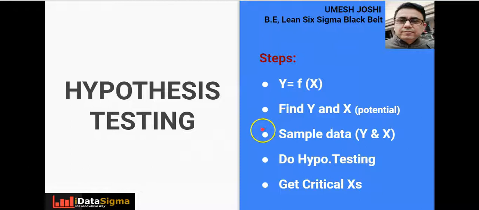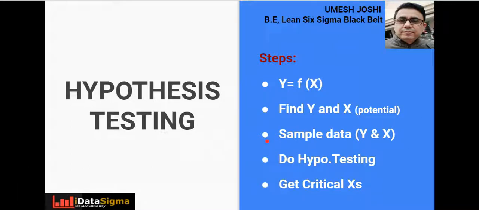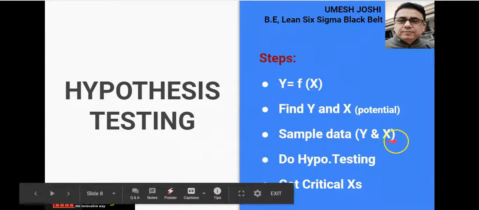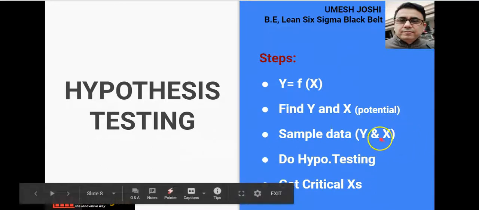The next step is collecting the data pertaining to Y and X. So this is a sample data collection plan where we make a plan of collecting the data, how and when and how much data we need to collect depending upon the type of result I want from my hypothesis testing. So this is a very critical step where we collect the data.